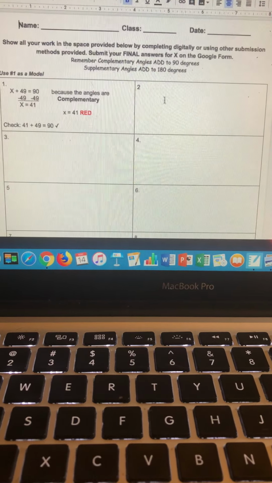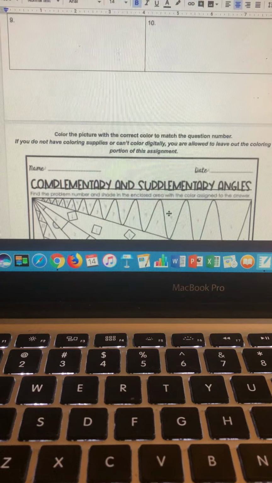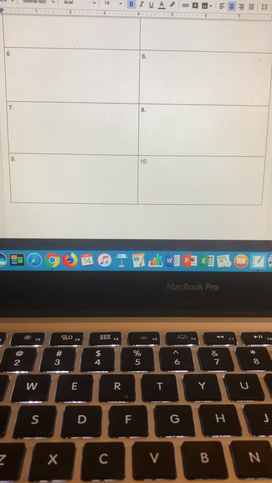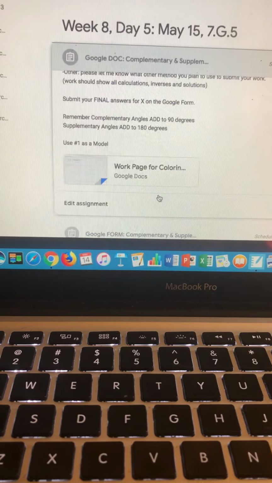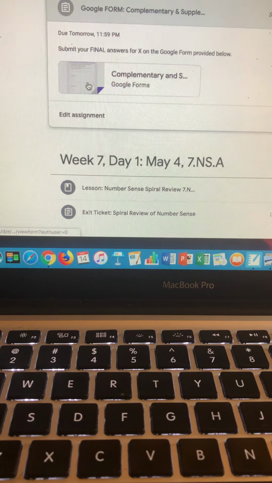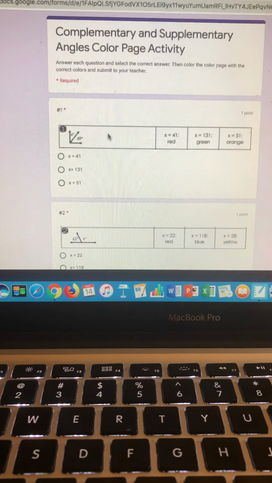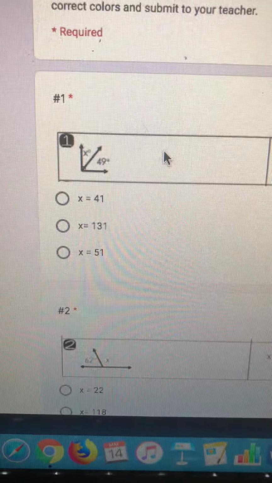But if you notice, the questions are not in the Google Doc. So you do have to have the form up as well. So I would have them both going at the same time, or I would copy the questions from the form first, do the work, and then answer the form. Okay, so the questions are in the form right there.